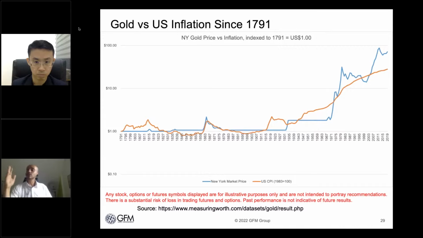Now, in the 2000s, when you saw a commodities boom, you saw gold going from $200 an ounce to $1,800 an ounce. It's been roughly flat for the past decade. That's because, once again, it's overshot the actual rise in inflation.